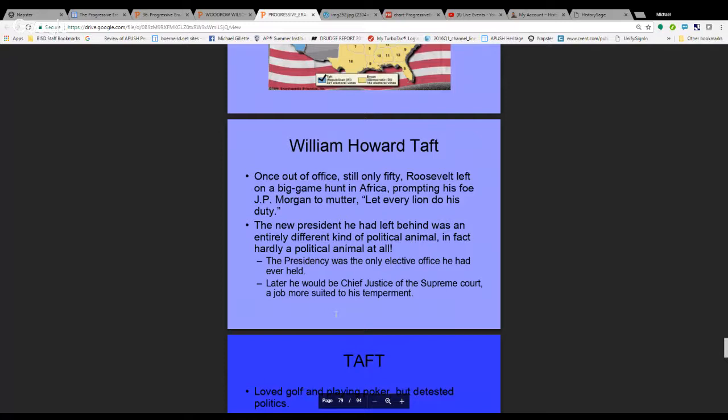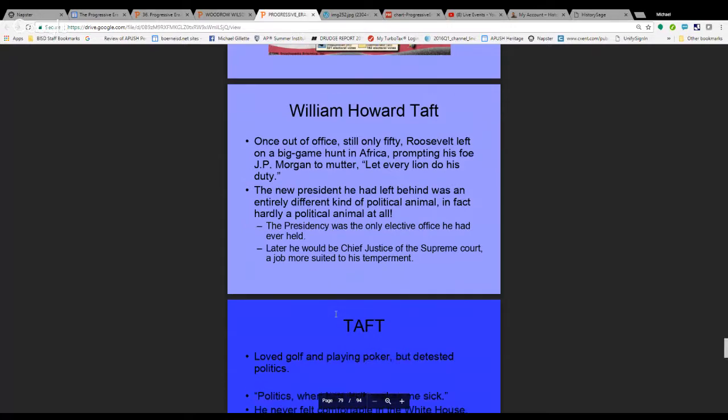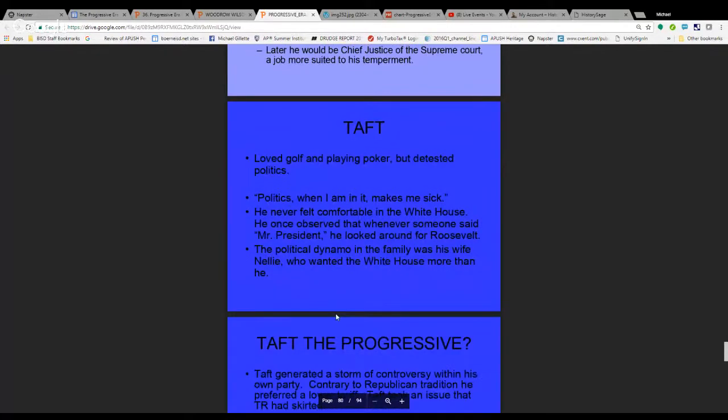The presidency was the only elective office that Taft had ever held. And later on, he would be Chief Justice of the Supreme Court. Wilson will appoint him as Chief Justice of the Supreme Court, which was a job that was a little bit more suitable to his skill set. He loved golf. He loved playing poker, but he detested politics. He once said, "Politics, when I'm in it, makes me sick."